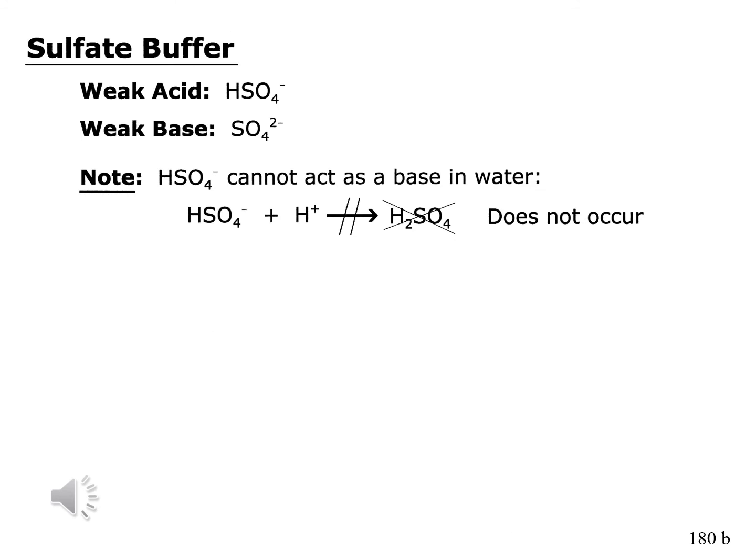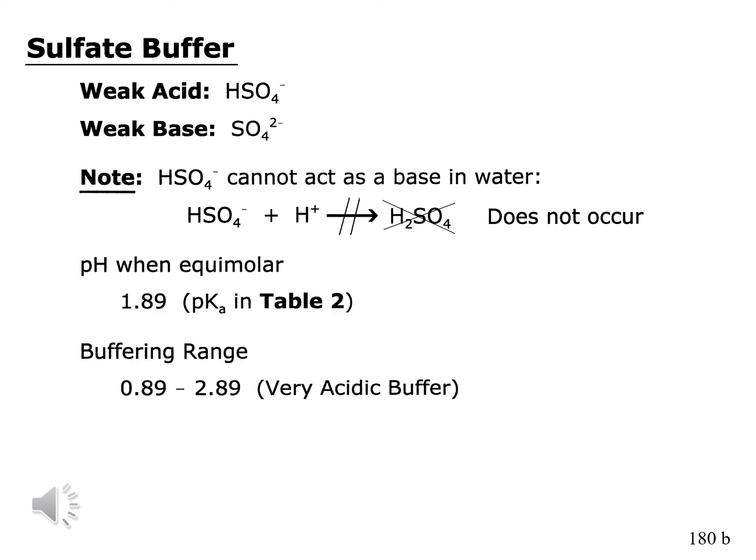You would think that since HSO4 and H2SO4 are in the same line in the Ka table that they could make a buffer, but they can't, because HSO4 is not able to pick up an H plus in water because H2SO4 is strong and it's always 100% ions. So that means that HSO4 cannot act as the base, but it can act as the acid. So the conjugate base SO4 2- is what it makes a buffer along with.